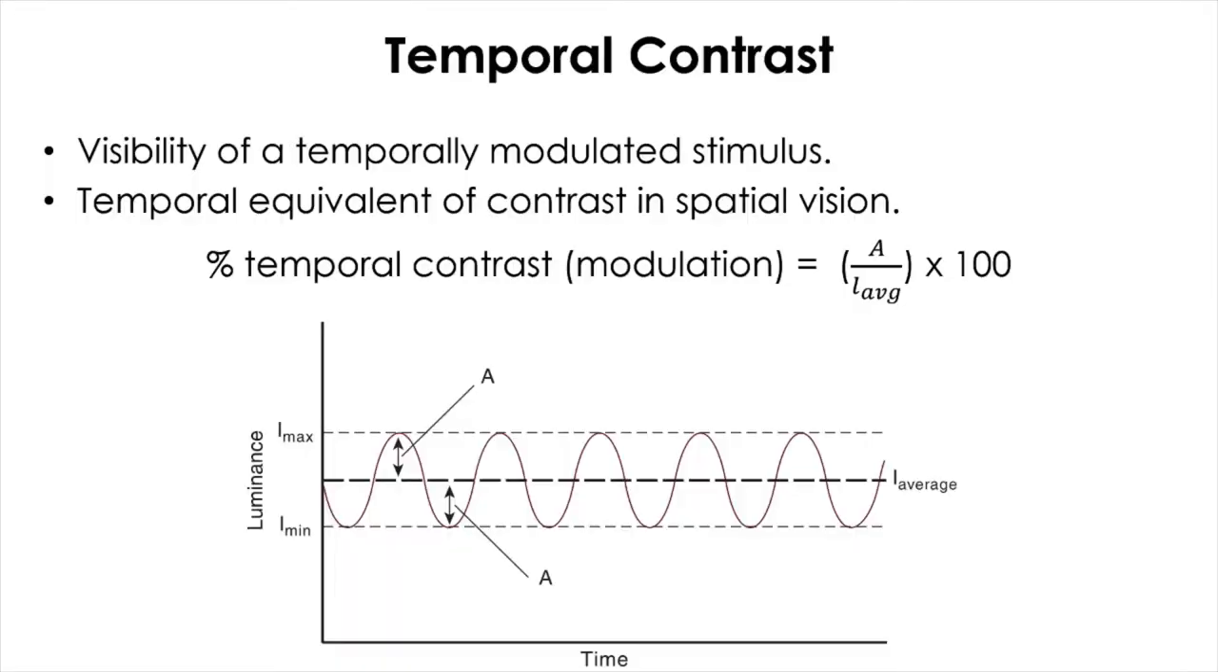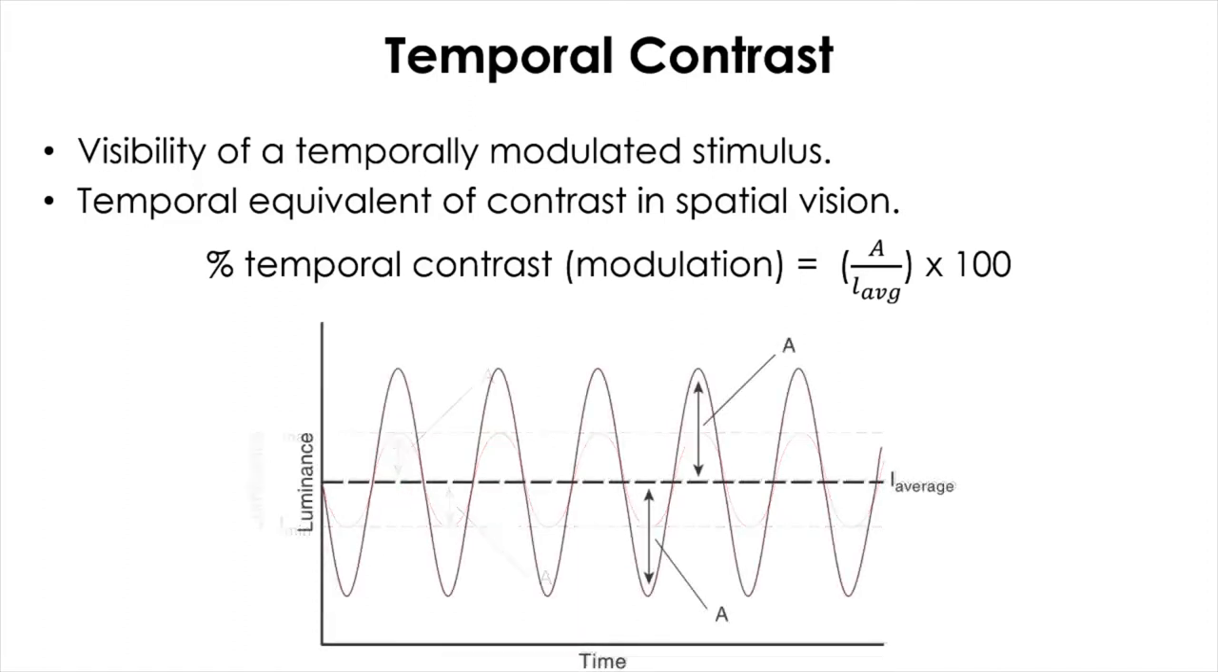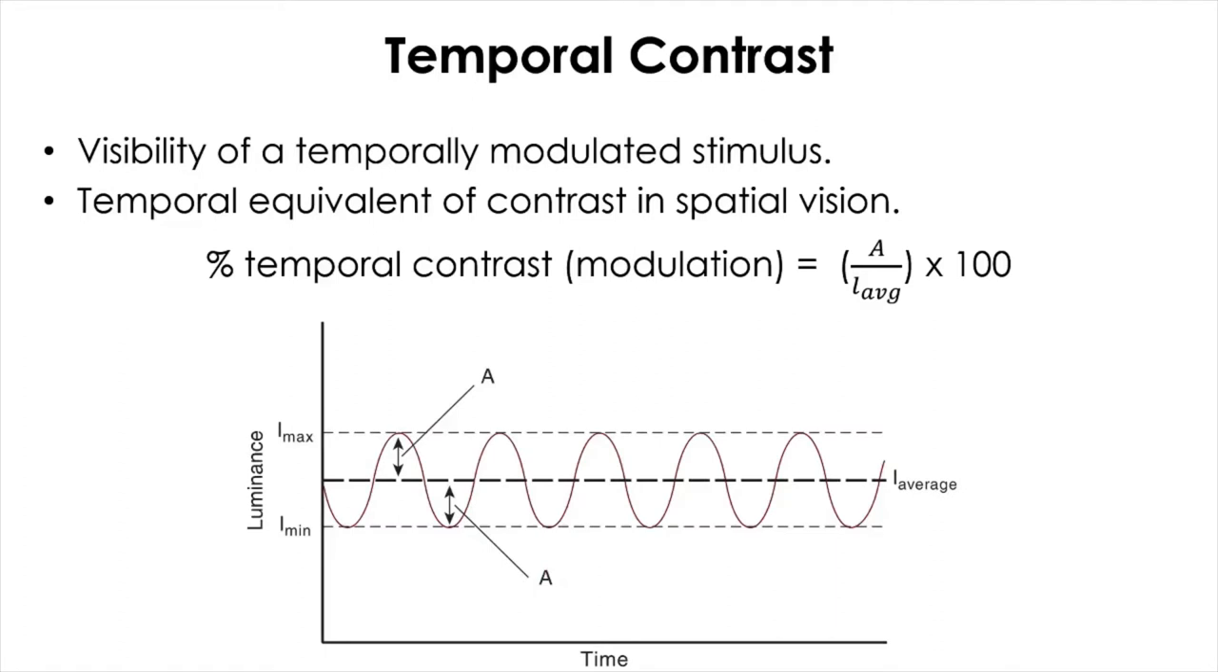The visibility of a temporally modulated stimulus is related to its depth of modulation. This graph shows the luminance profile of a stimulus whose luminance is modulated sinusoidally over time. Here A refers to the amplitude of modulation. This next graph shows another luminance profile of a temporal sinusoid with larger modulation depth, but the waveform is undulating over the same average luminance. The dotted line represents the average luminance, so this has the same average luminance as the previous one.